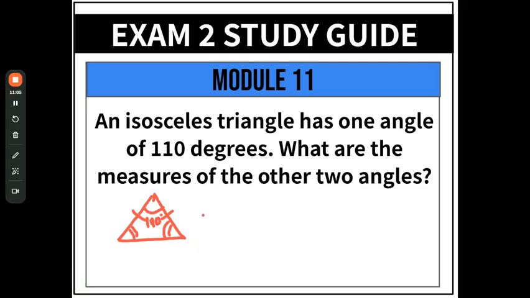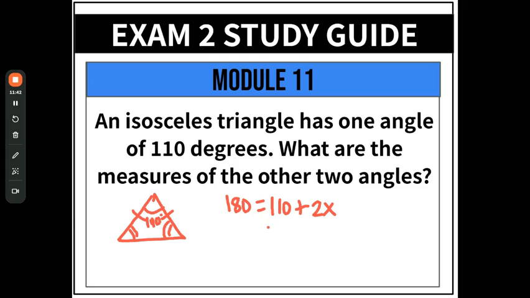So what is one other thing that we know about all the angles in a triangle? Well, eventually, no matter what kind of triangle, they're all going to add up to 180. Okay? So all the angles are going to equal 180. I know that one angle is 110, and the other angles have to be the same, so I'm just going to write them as x. There's two of them, and they're both going to be the same.